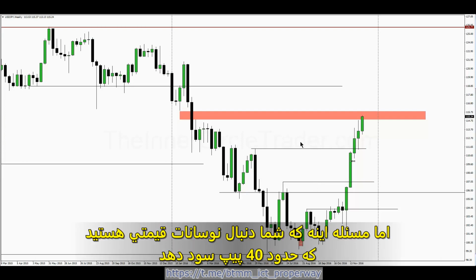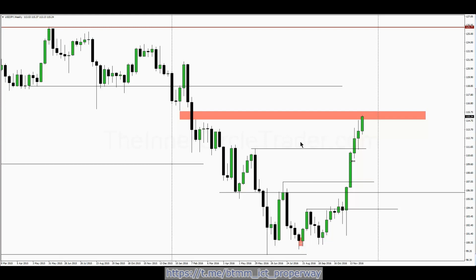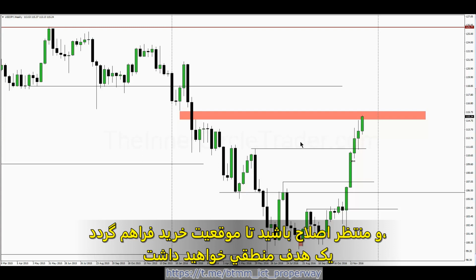But the precursor is you want to look at price swings that offer about 40 pips. If you can see anything at 40 pips or higher and look for a retracement to go along with that, that gives you a reasonable first profit objective.